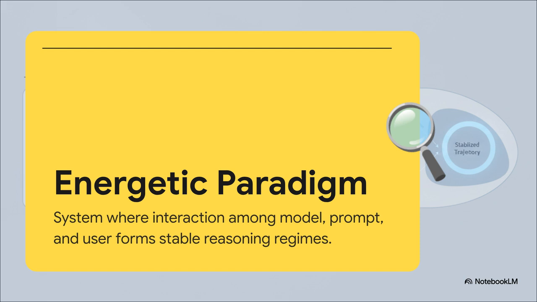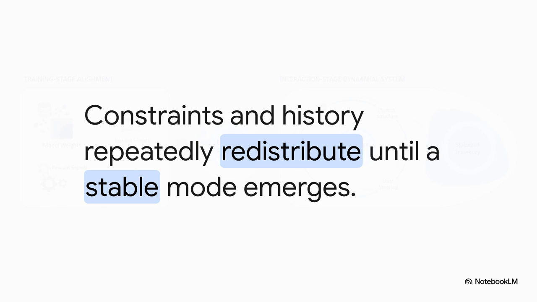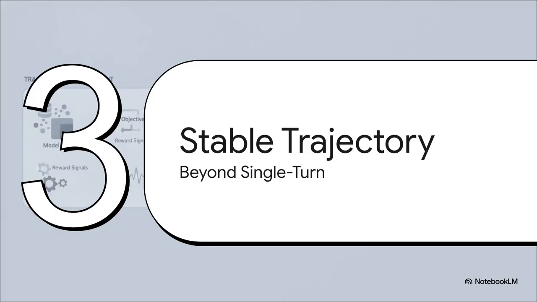Think of it this way. Within this framework, dialogue isn't just a series of random, independent responses drawn from a hat. It's an interaction flow. The constraints, the attention, the dialogue history, and the user steering are repeatedly redistributed turn after turn. Eventually, this corrective pressure actually settles the system down until a stable mode emerges. And the implications of this are huge. It means that intelligence and alignment itself belong partly to this coupled model-prompt-user system. It's not just sitting inside the isolated model. It's a shared environment. Moving on to Section 3, reasoning as a stable trajectory.